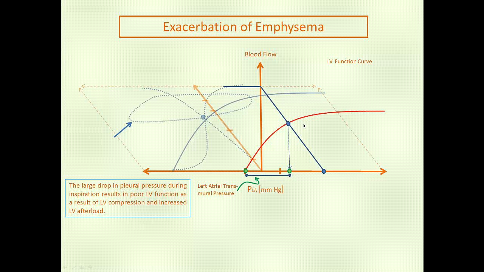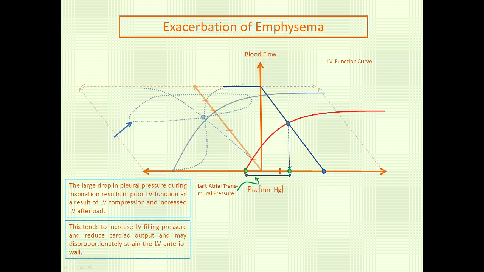And what this may actually do is increase the stretch on the anterior wall of the left ventricle and on the posterior wall of the left ventricle. And if you've got some relative anterior wall ischemia, say some left anterior descending disease, and you start to stress the myocytes there, you may actually worsen left heart function as a result of this abnormal left ventricular geometry that you're creating. So this tends to increase left ventricular filling pressure and reduce cardiac output. And as I mentioned, it may disproportionately strain the LV anterior wall.